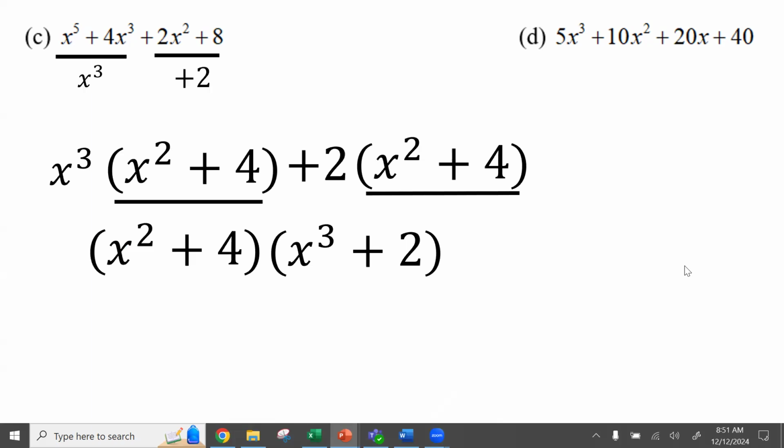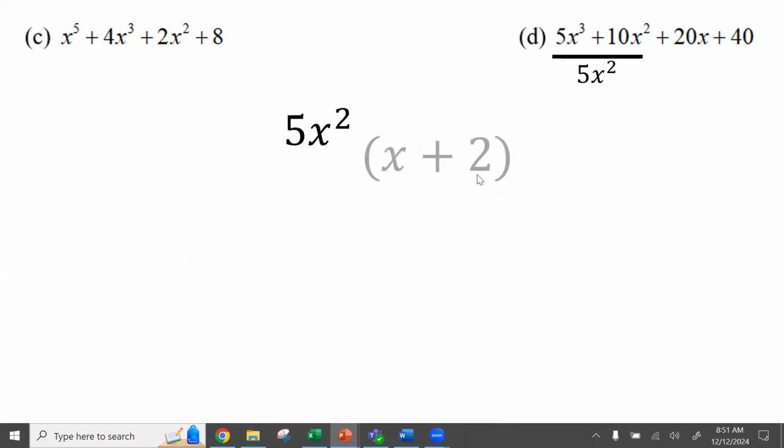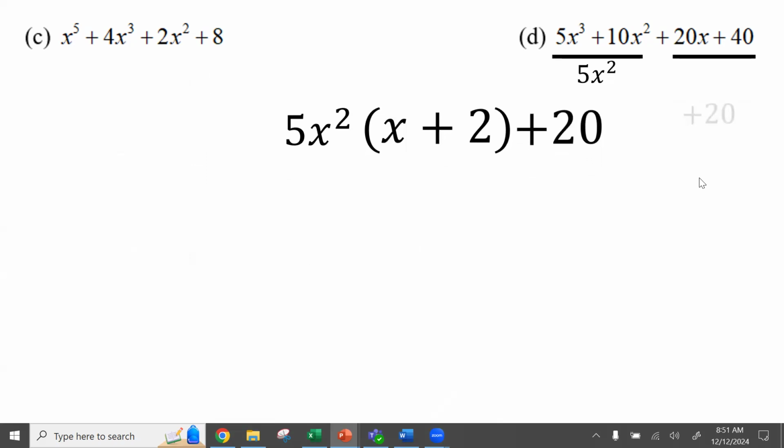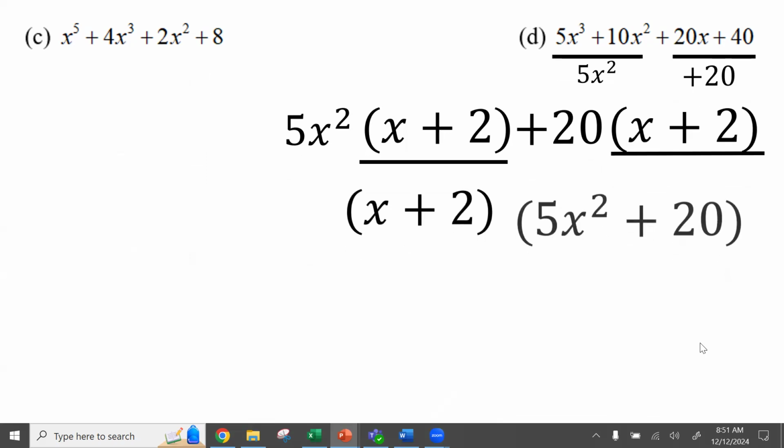Okay, next one. Looking at the first two quantities, I can take out a 5x squared. That leaves me with x plus 2. Looking at the next two quantities, I can take out a 20. I'm left with x plus 2. Take out an x plus 2. And then the rest is 5x squared plus 20.